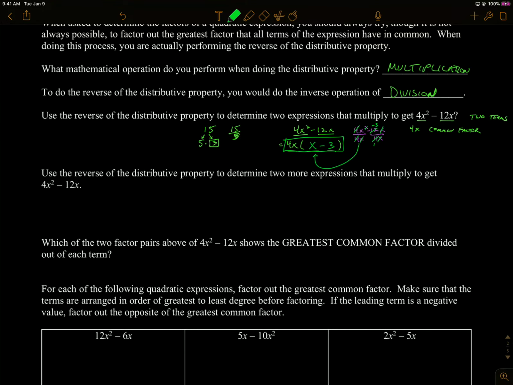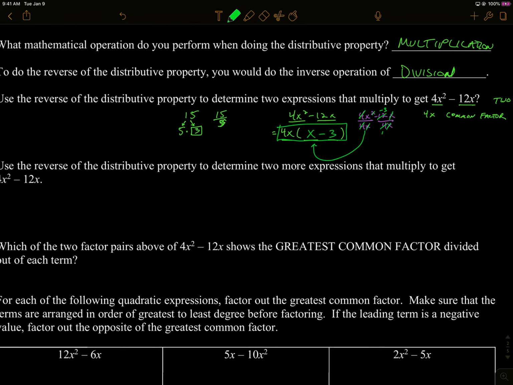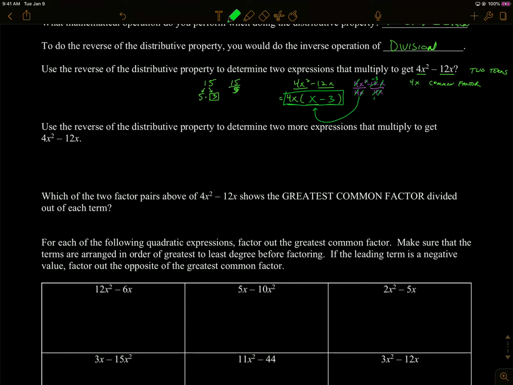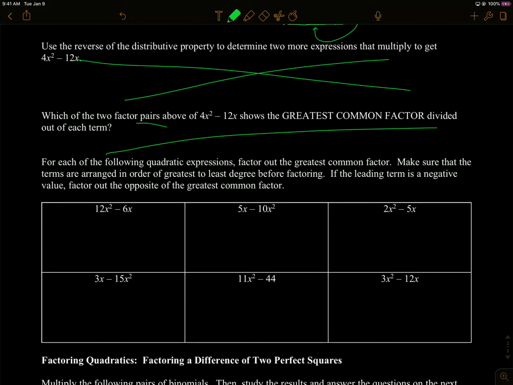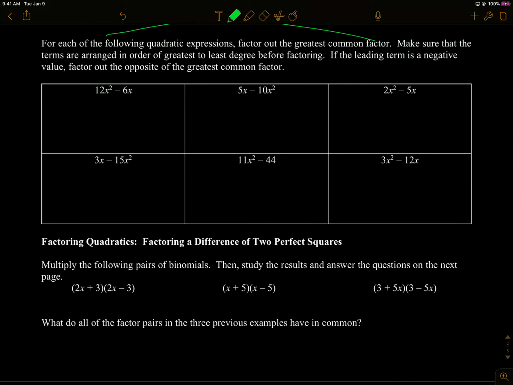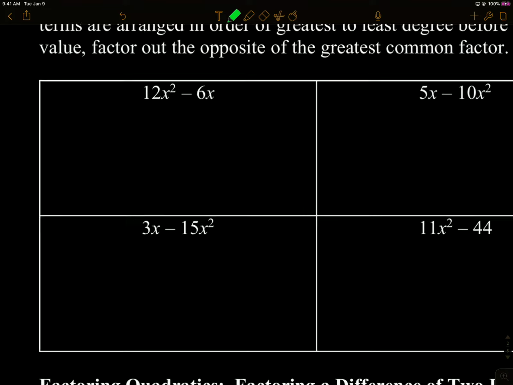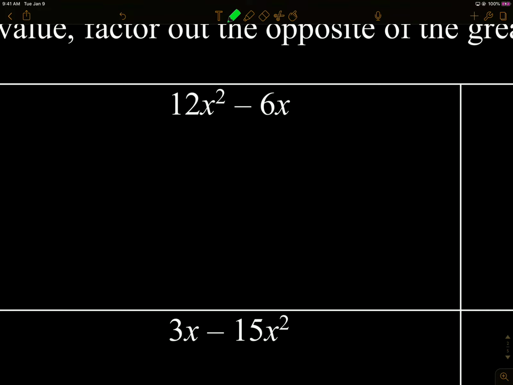Okay, let's try again. Let's do the next one. What does it say here to do? Use the reverse of the distributive property. Determine two more expressions that multiply to get 12x squared minus 6x. So we picked the greatest common factor. I kind of skipped right to that. We're going to skip this part. We already kind of did greatest common factor. All right, so now for each of these, we're going to factor out the greatest common factor. So we'll do these together.